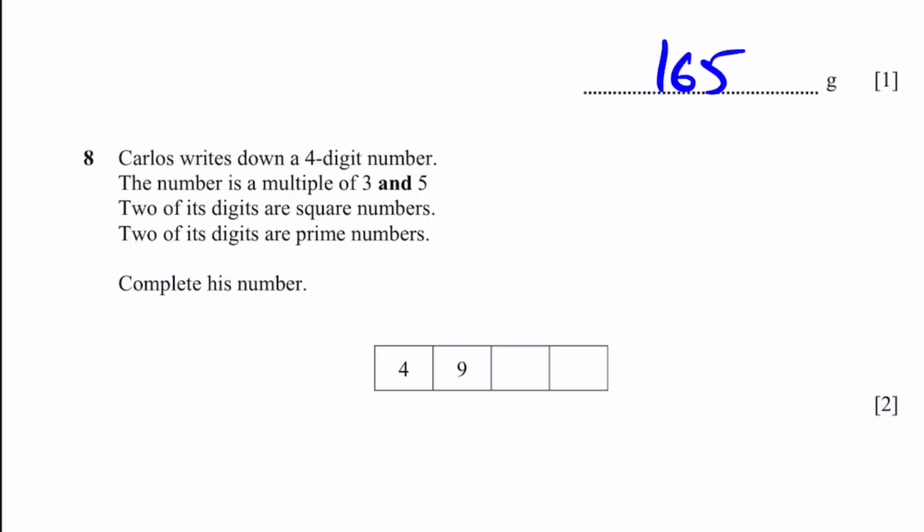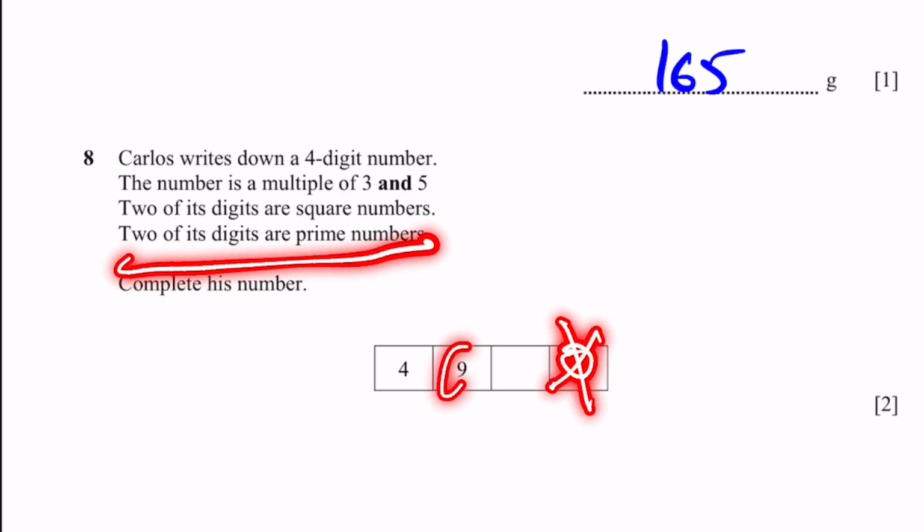Question 8. Carlos writes down a 4-digit number. The number is a multiple of 3 and 5. 2 of which digits are square numbers, 2 are prime. Complete this number. So it's a multiple of 3 and 5. That means the last digit has to be either 5 or 0, right? Because only then it's a multiple of 5. But if it's 0, it'll disobey this condition. 2 of which digits are prime numbers. Since this is not prime and these two are already square numbers, so the other two have to be prime.